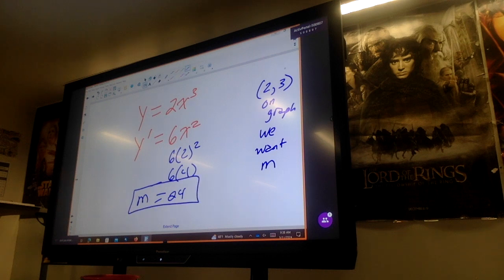Okay? But let's say I knew that this was a point on my graph. So if I used y minus y sub 1 equals m times x minus x sub 1, this is called point slope. Desmos will use this very easily. So now we know the slope. This is x1 and this is y1. So I'm going to go y minus 3 equals 24 times x minus 2. And if I use Desmos, I'm going to show you what this is going to look like.